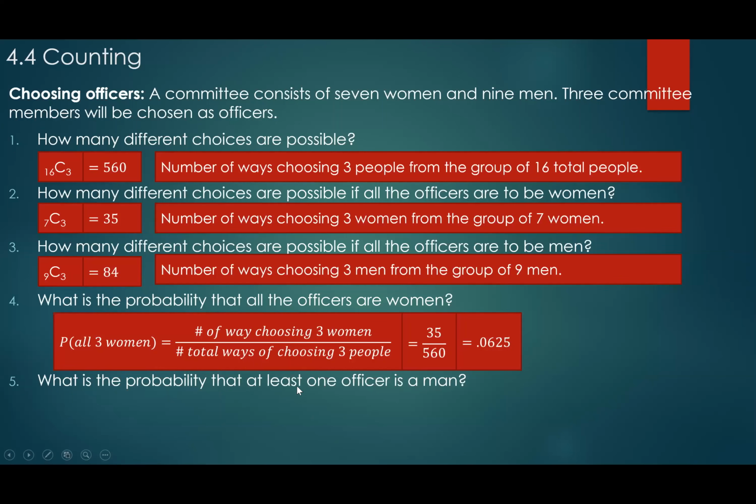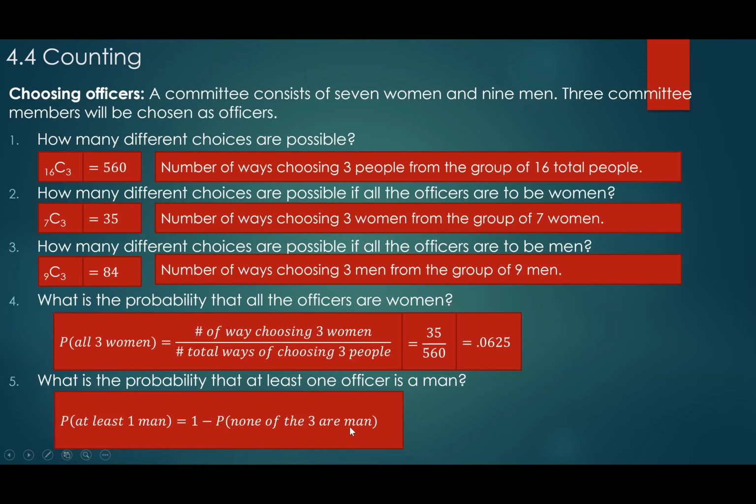And lastly, what we have was, again, how do we find the probability that at least one of them is a man? Remember, to find at least one, we have to find one minus the probability of none. The probability of at least one thing is the total probability, one, minus the probability of none.